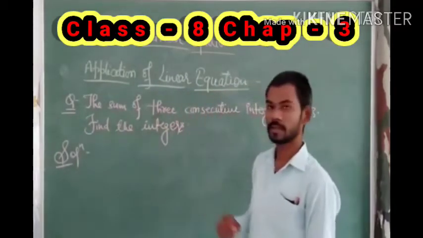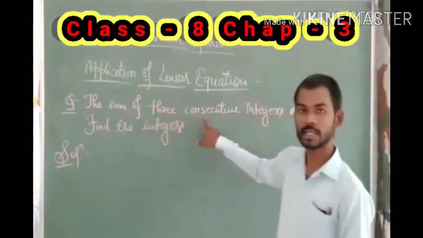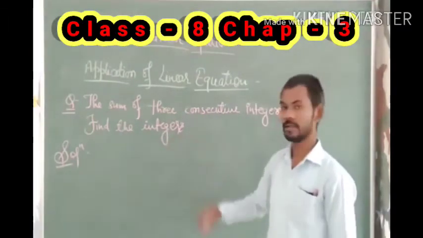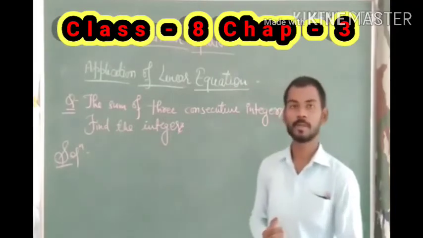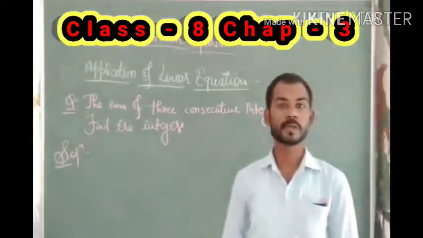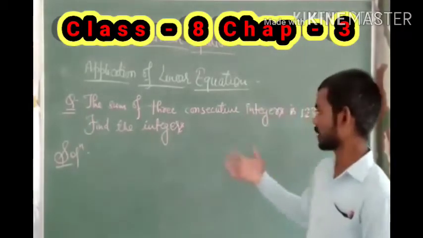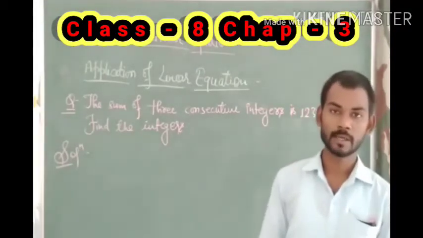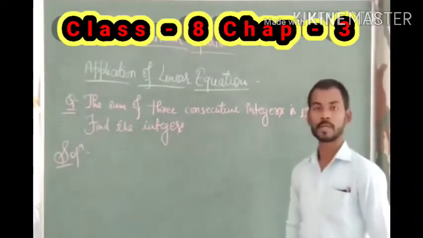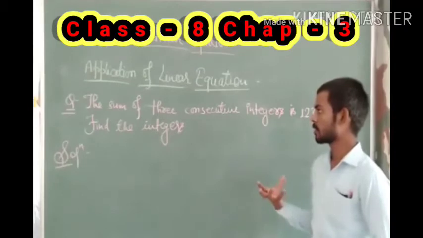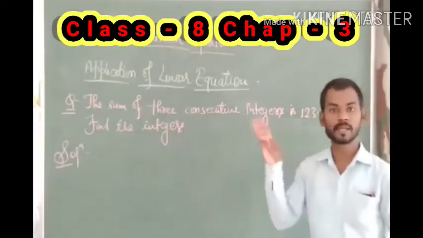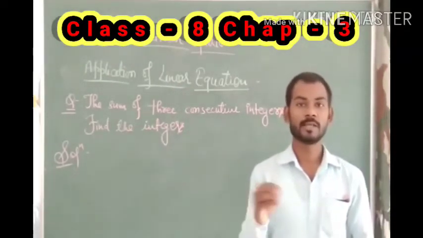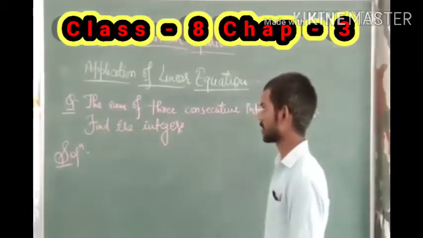Okay, the question is given here. The sum of three consecutive integers is 123. Find the integers. The question is very simple. The sum of three consecutive integers is 123, then find the integers. It means here we have to find three integers for which the sum is 123. The unknown quantity in the question is the three integers. That means we have to consider the integers as a variable. So let us start the solution.